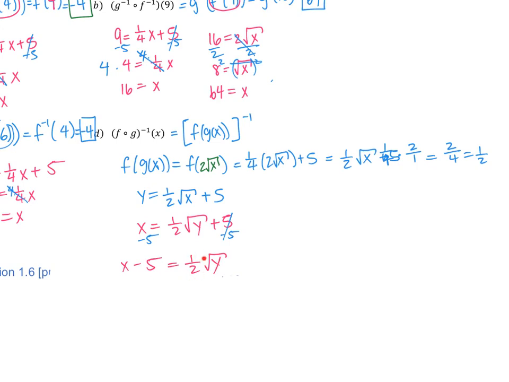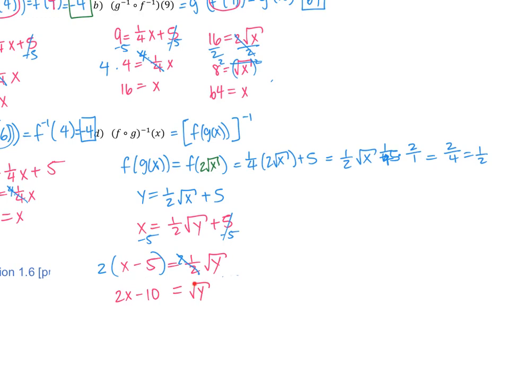To get rid of a half, I need to multiply by the reciprocal. In that case, it would be 2. So I multiply by 2 to get rid of that denominator. So I have to multiply 2 on this side. Now, when you multiply by 2, you have to give the x a 2 and the 5 a 2. So I'm going to wrap it around parentheses so I don't forget. Square root of y equals 2x minus 10.